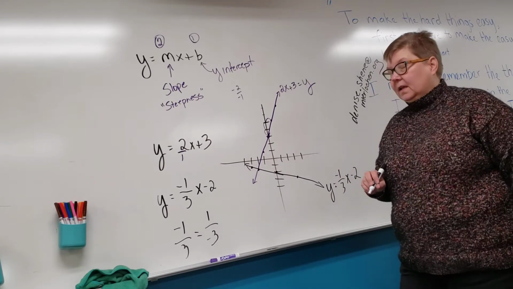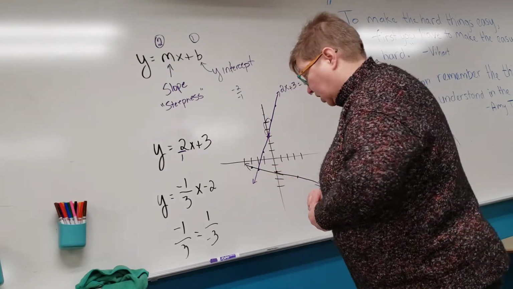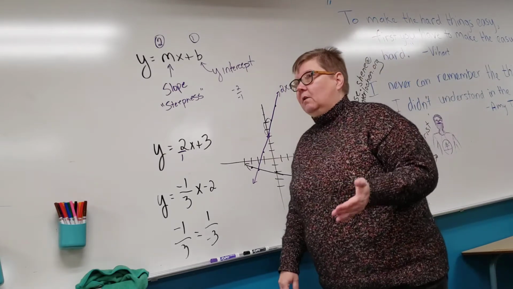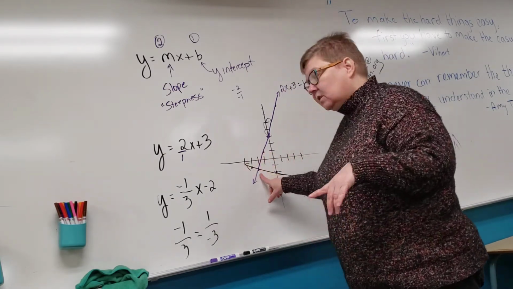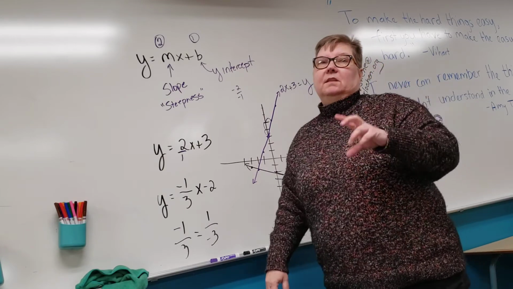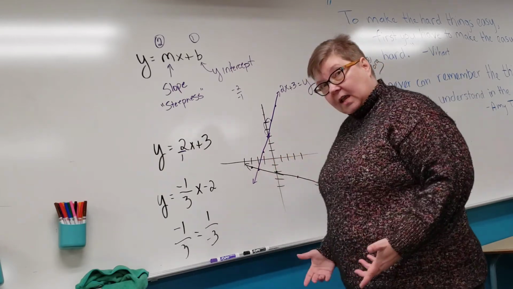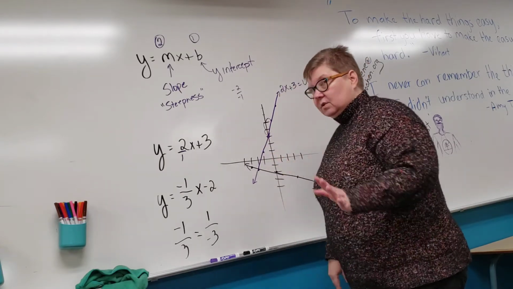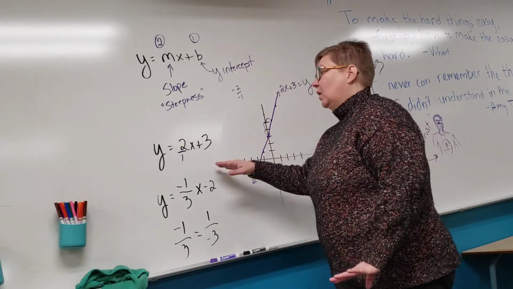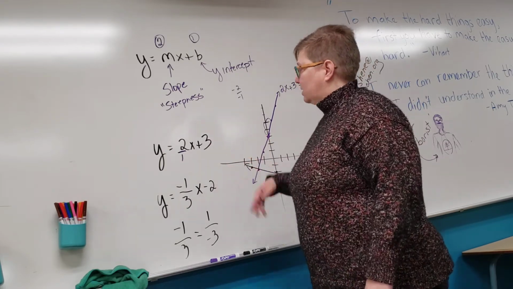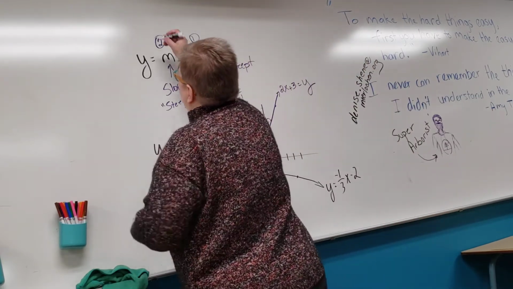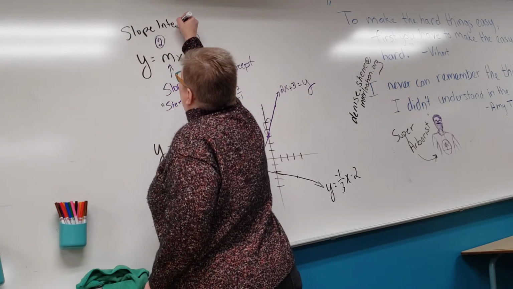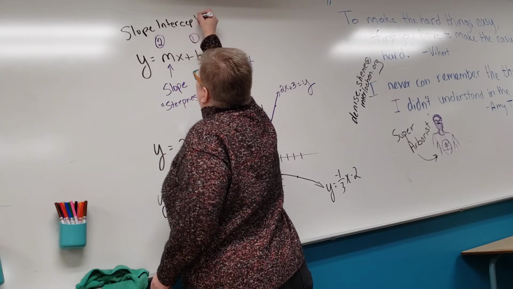Excuse my blocking view, but then I would have this line as y equals negative 1/3 x minus 2. Once we get good at plotting these lines, then we're going to talk about plotting two lines and looking for the intersection, which would be the solution that works for both lines. We could also talk about shading regions. Those are all things that are coming, but right now this is called slope-intercept form, and I'll write that up at the top.